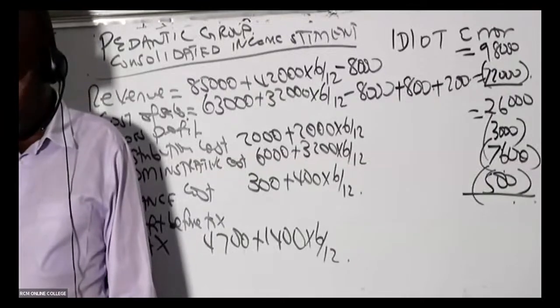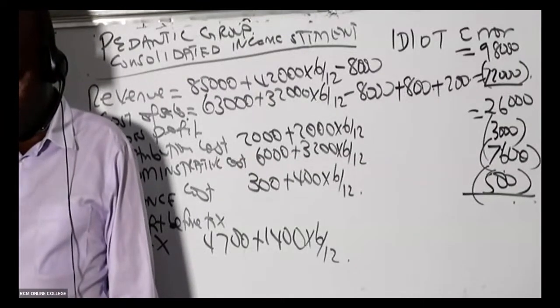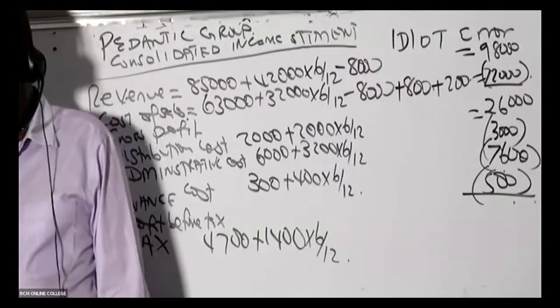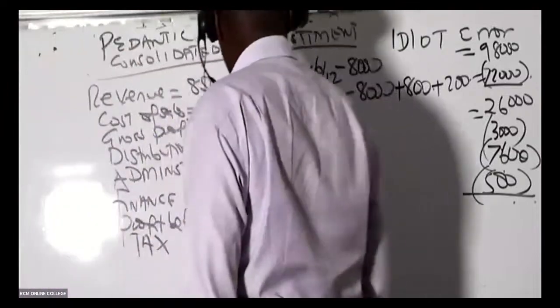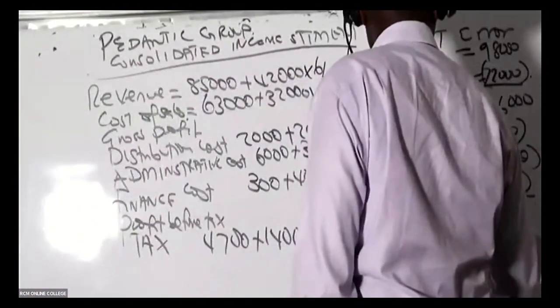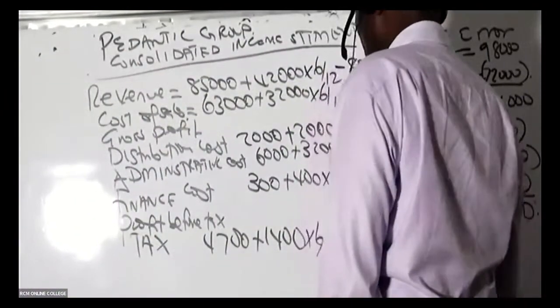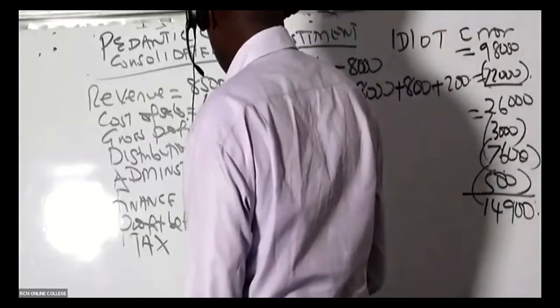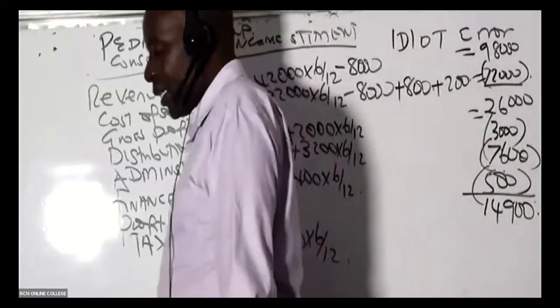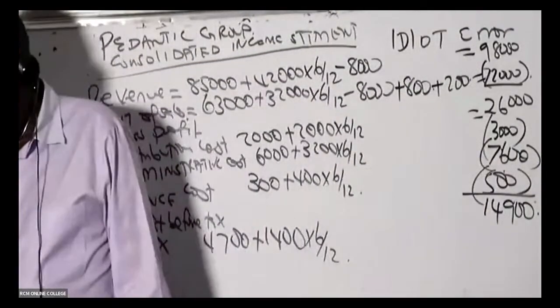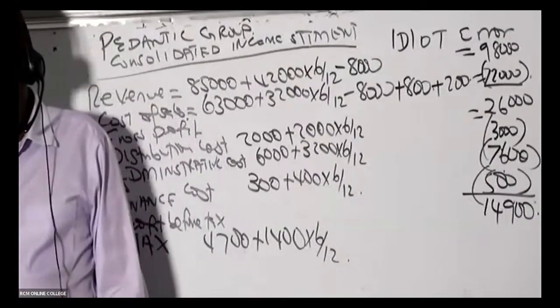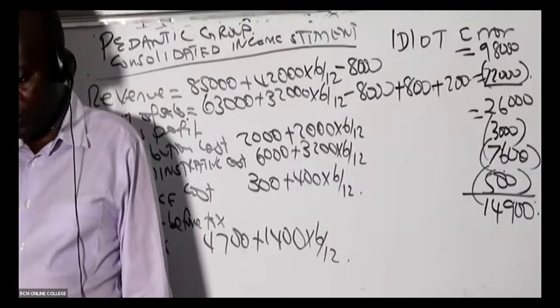Leonida Matunda is giving me 14,900. 14,900. And then we have, in this case here, taxation. Is there somebody who is able to give me the taxation?